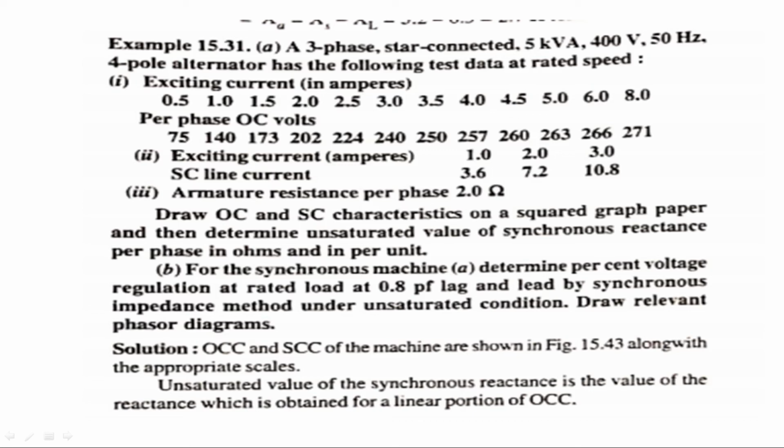Then you have to calculate the per unit synchronous reactance. Determine percent voltage regulation at rated load at 0.8 power factor lag and lead by the synchronous impedance method under unsaturated condition. Draw relevant phasor diagrams. So we are going to see the OCC and SCC of the machine, that is open circuit characteristics and short circuit characteristics.